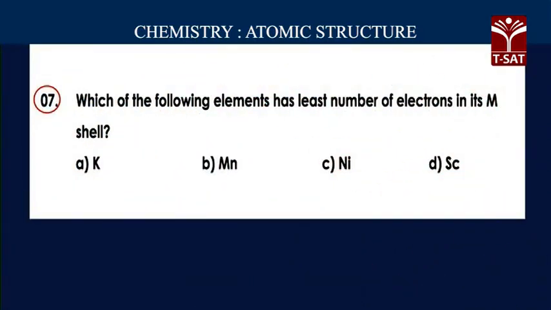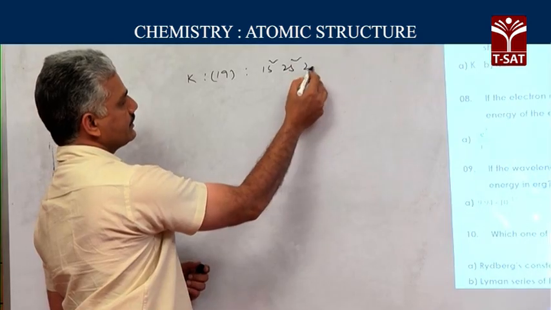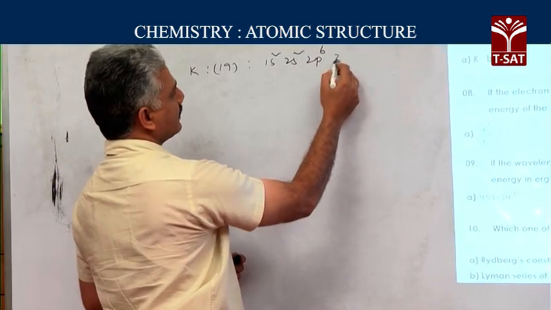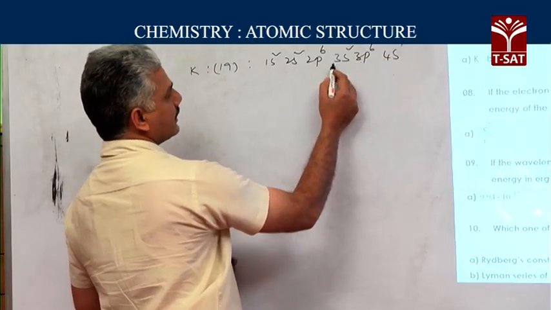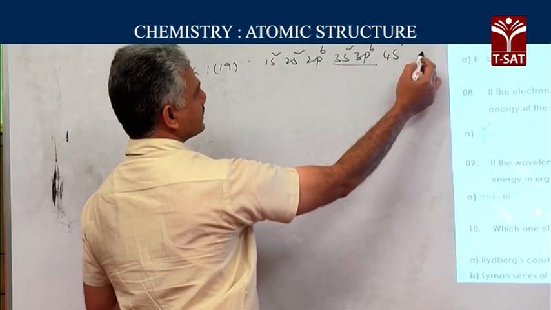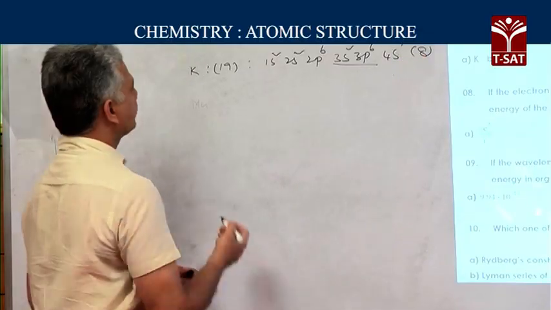Seventh question. Which of the following elements has least number of electrons in its M shell? M shell means third orbit, we have to count. The given options are A is potassium. For potassium, atomic number is 19. So, electronic configuration is 1s2, 2s2, 2p6, 3s2, 3p6, 4s1. So, in the third orbit, total number of electrons present are 8.